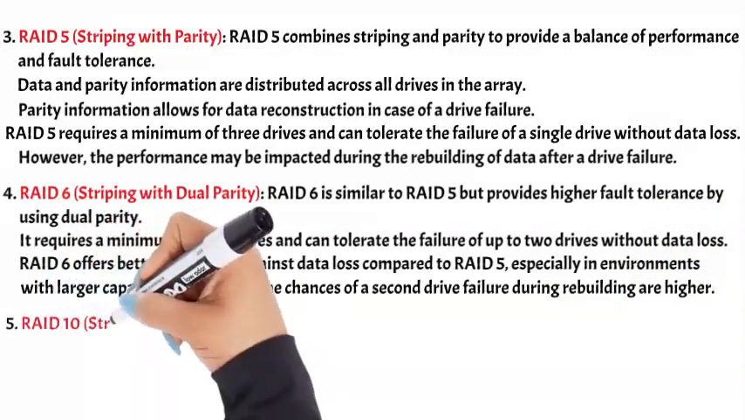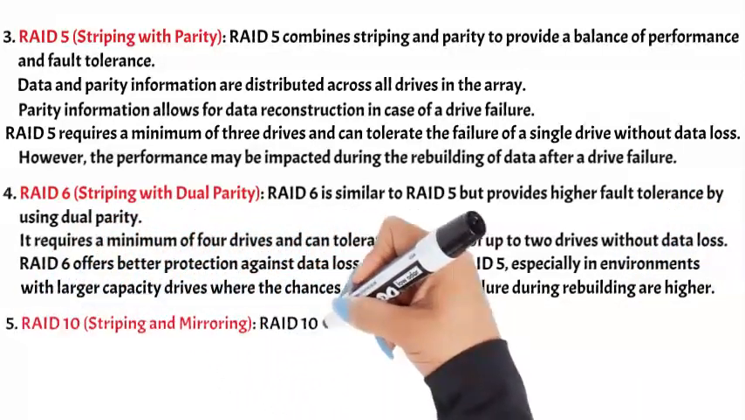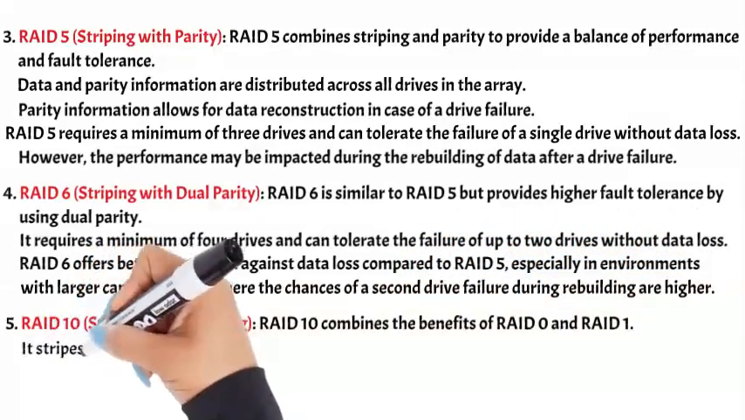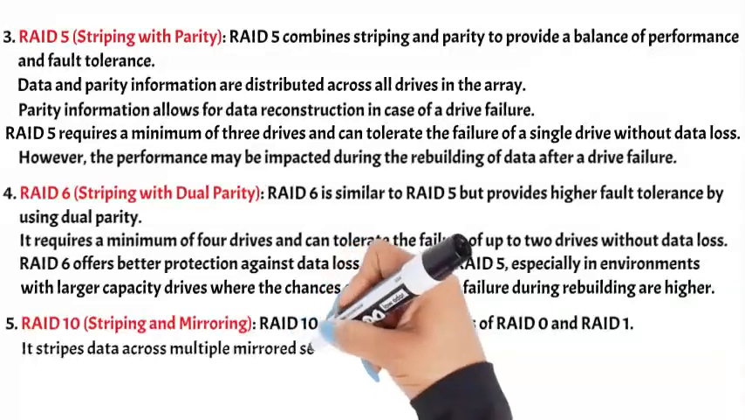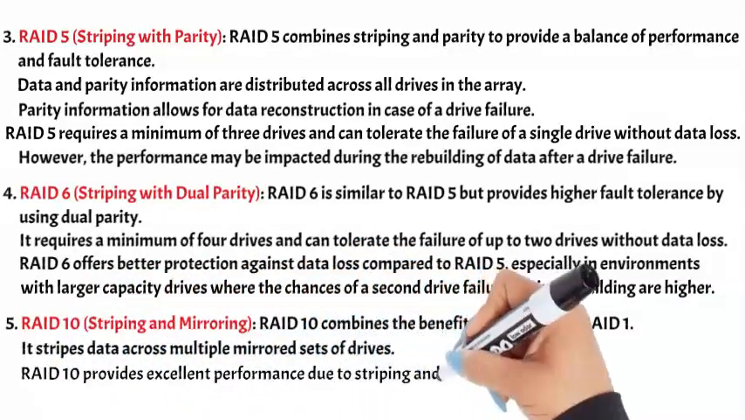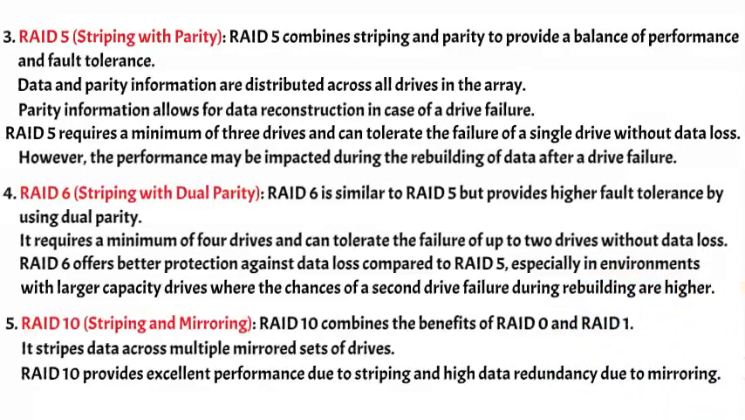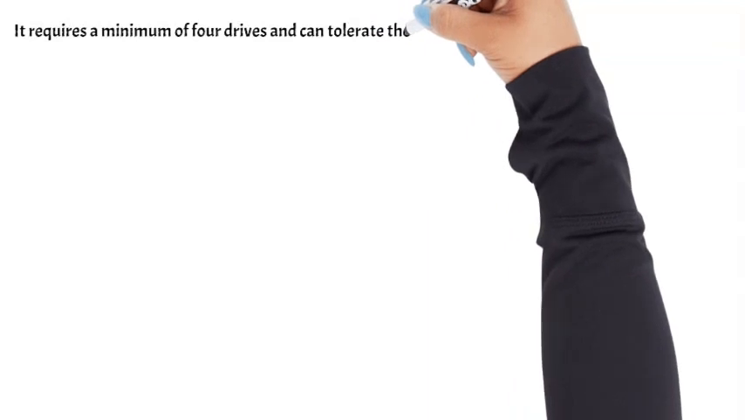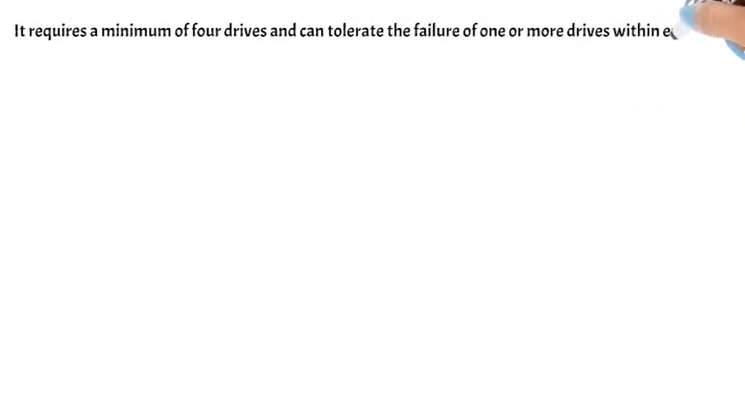5. RAID 10, striping and mirroring. RAID 10 combines the benefits of RAID 0 and RAID 1. It stripes data across multiple mirrored sets of drives. RAID 10 provides excellent performance due to striping and high data redundancy due to mirroring. It requires a minimum of 4 drives and can tolerate the failure of one or more drives within each mirrored set without data loss.